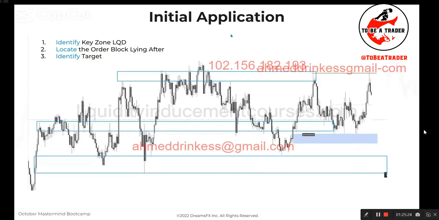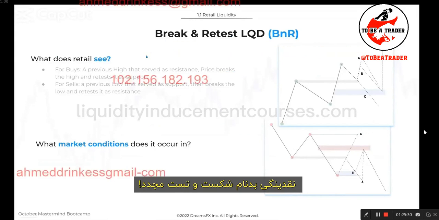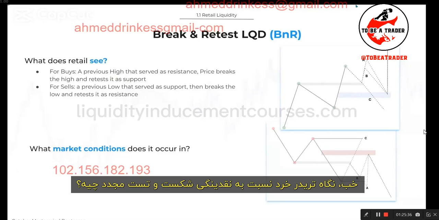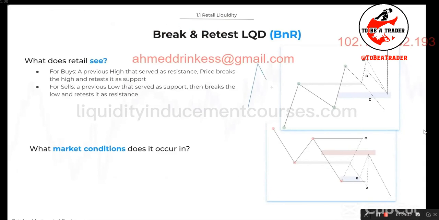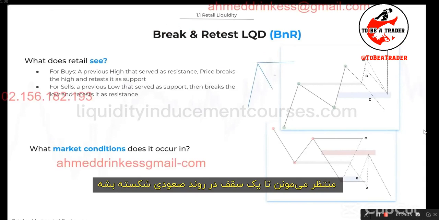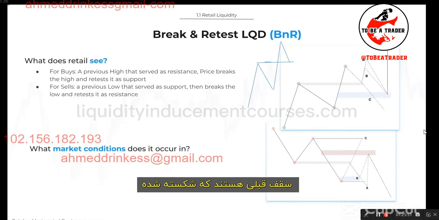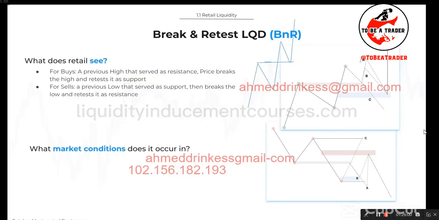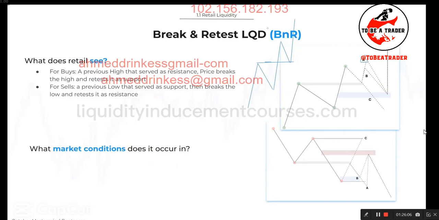So the next type is our break and retest liquidity, infamous break and retest liquidity. This one is a little bit longer, right? So what does retail see for break and retest liquidity? Well, break and retest traders, if they're looking to buy, they wait for a high to be broken in an uptrend, and they look to buy on the retest of a previous high that was broken, expecting it's going to go higher. So this is their expectation right here. A is their expectation, but what's actually going to be happening in most scenarios is not that.